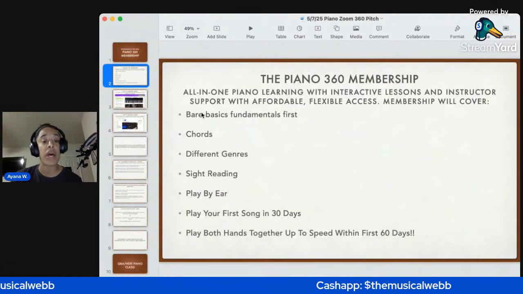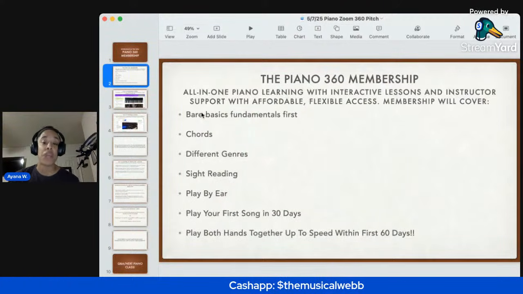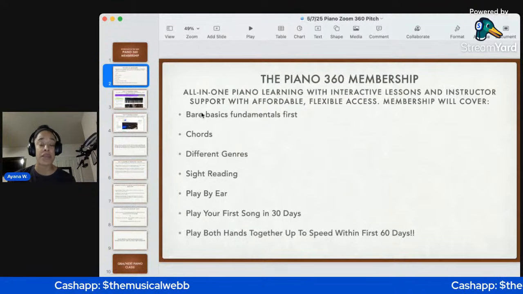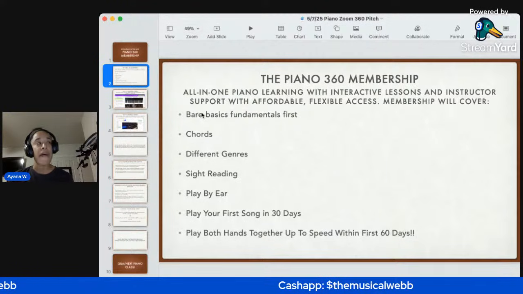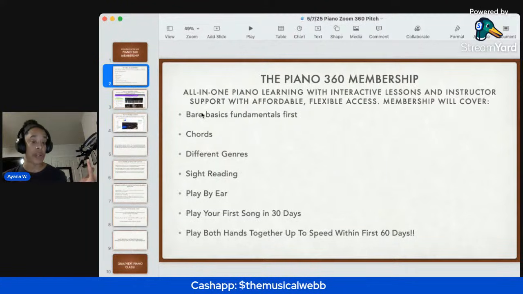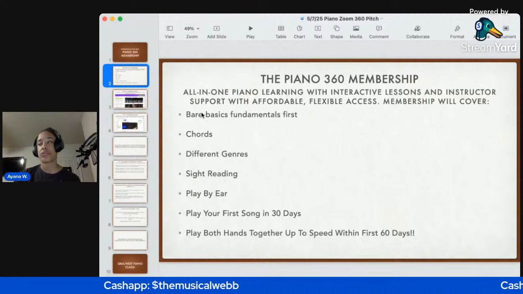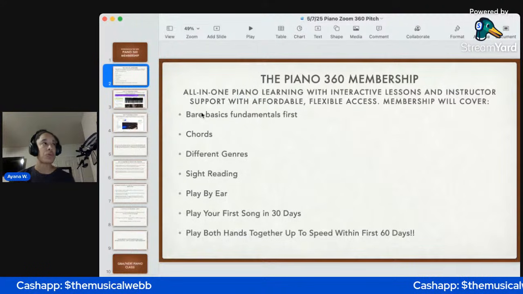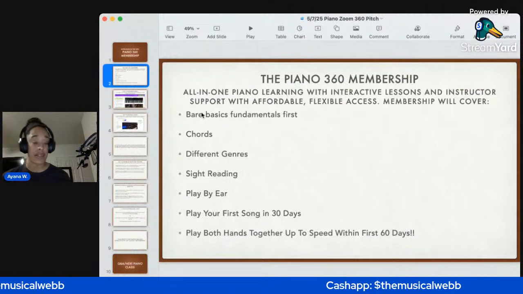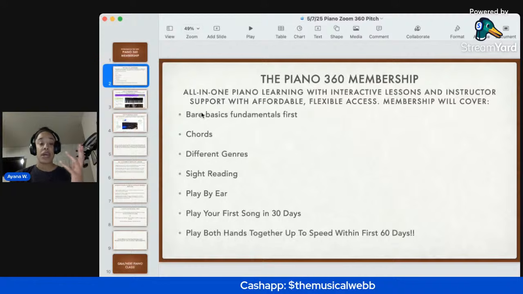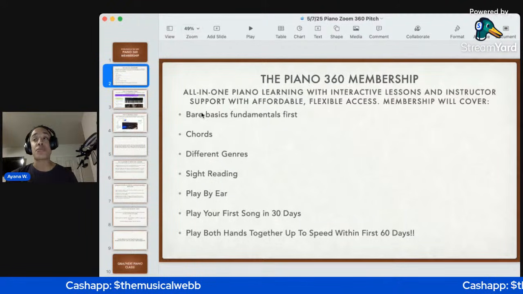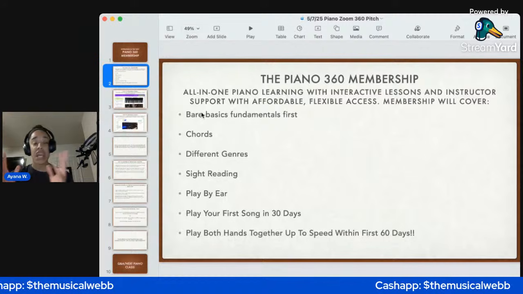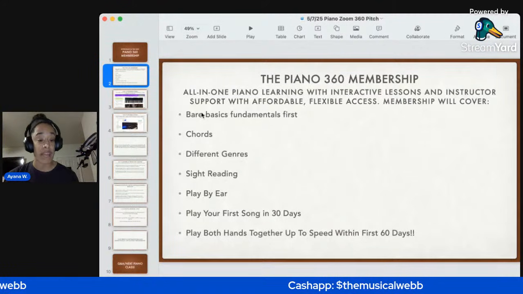It's an all-in-one piano learning with interactive lessons and instructor support with affordable, flexible access. And that's why I called it the 360, because I have a lot of students who go to one resource for learning how to read sheet music, another resource to learn about ear training, and another resource to learn about jazz and all that stuff, or chords. Everything that you need is in this program. It is designed to where you would not have to go anywhere else, which would save you money and resources.